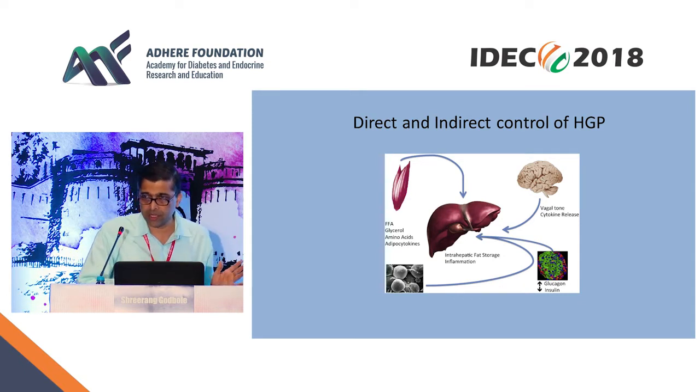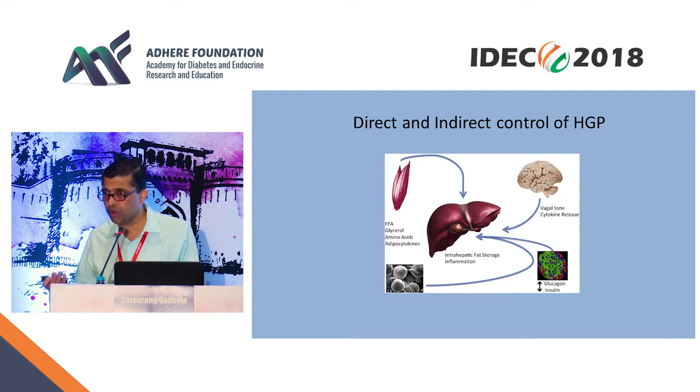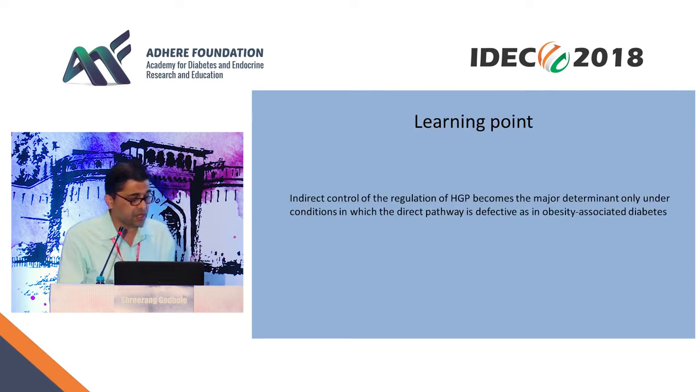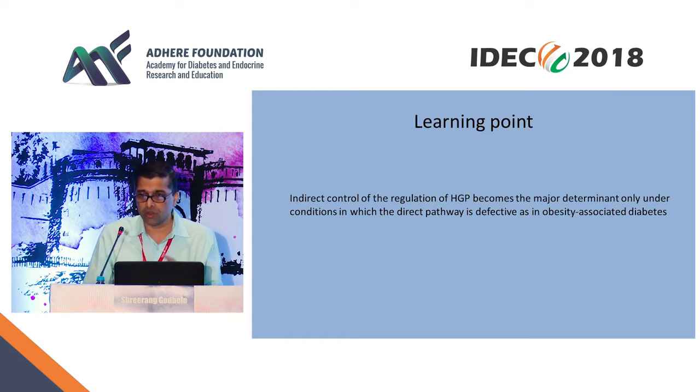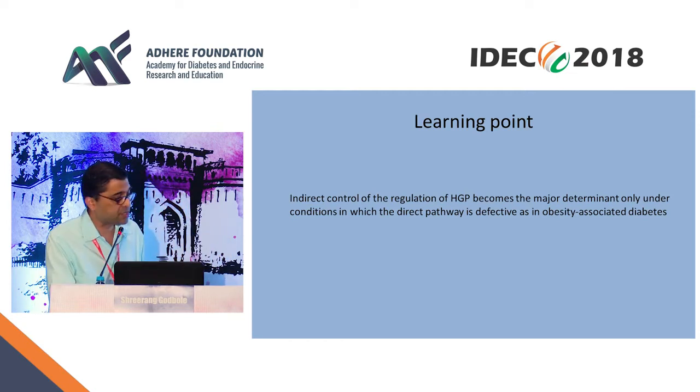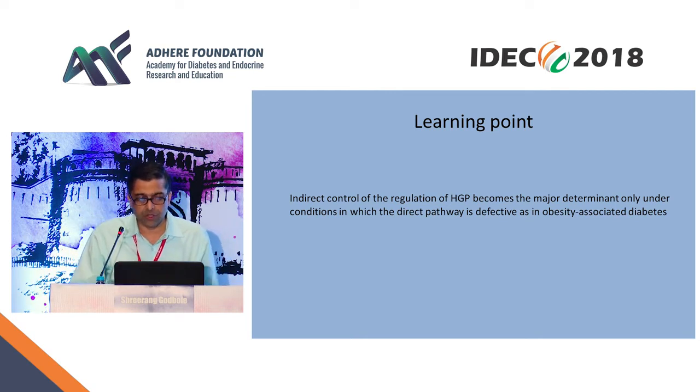So you have a direct control, you have an indirect control, which is important. In normal individuals, remember, it's the direct control that is important. But what happens when you're not normal? So if, for example, the direct pathway is defective, as occurs in obesity-associated diabetes, it's the indirect control of the regulation of hepatic glucose production which becomes the major determinant.